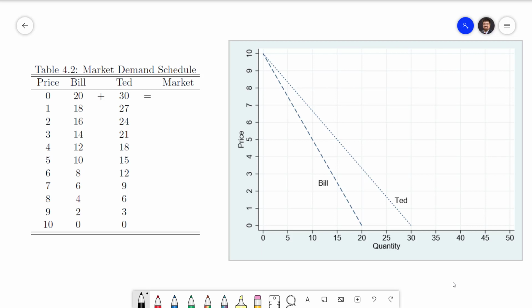To get the market demand schedule, we need to find the quantity demanded for the entire market at each price. To do that, all we need to do is add up the individual quantity demanded for each person. We'll start at a price of 0. 20 plus 30 is 50. 18 plus 27 is 45. 16 plus 24 is 40. And we can continue this down.